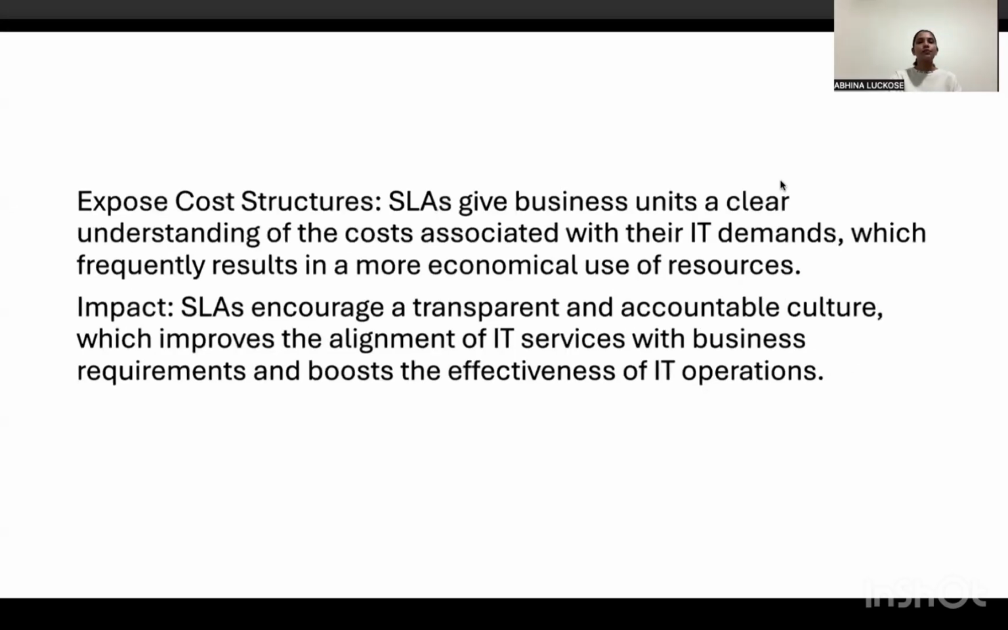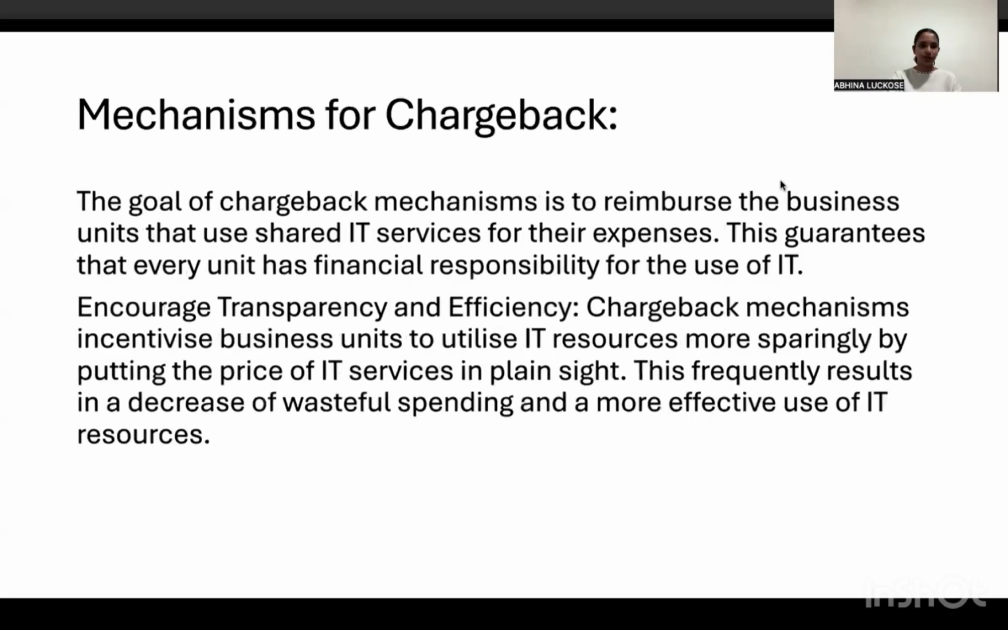The next one is exposed cost structures. SLAs also give business units a clear understanding of the costs associated with their IT demands, which frequently results in a more economical use of resources. And we are discussing its impacts. SLAs encourage a transparent and accountable culture, which improves the alignment of IT services with business requirements and boosts the effectiveness of IT operations.